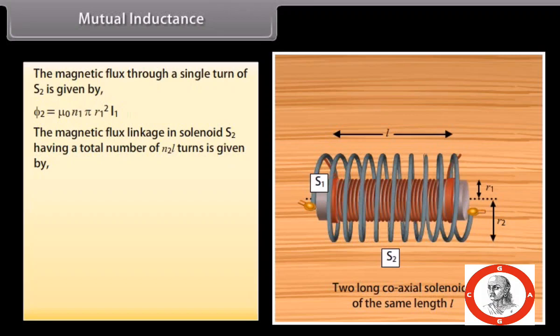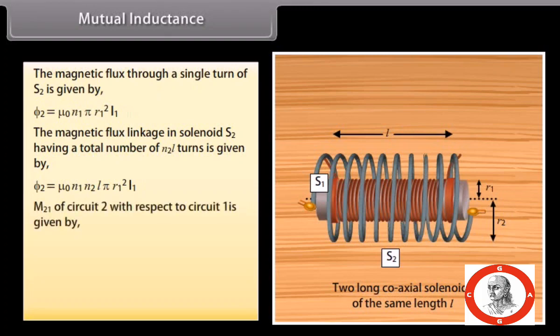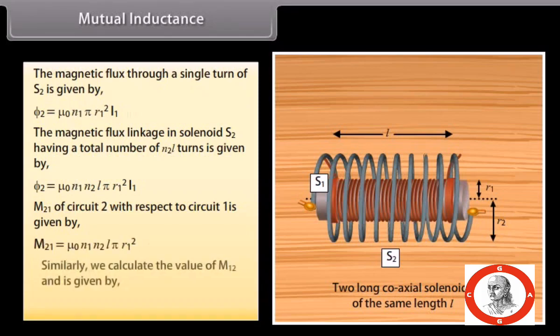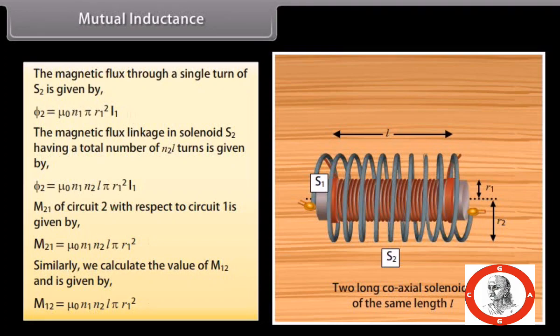The magnetic flux linkage in solenoid S2, having a total number of N2L turns, is given by mu naught N1 N2 L pi R1 square I1. The mutual inductance M21 of circuit 2 with respect to circuit 1 is given by mu naught N1 N2 L pi R1 square. Similarly, we calculate the value of M12, and it is given by mu naught N1 N2 L pi R1 square.